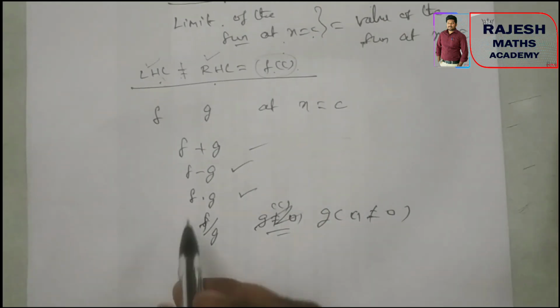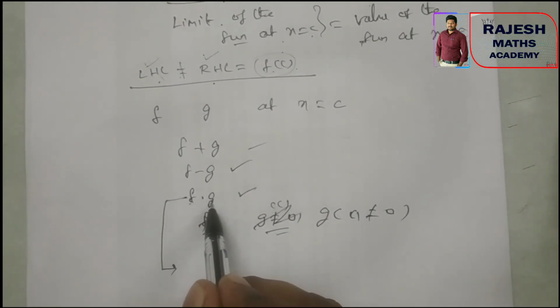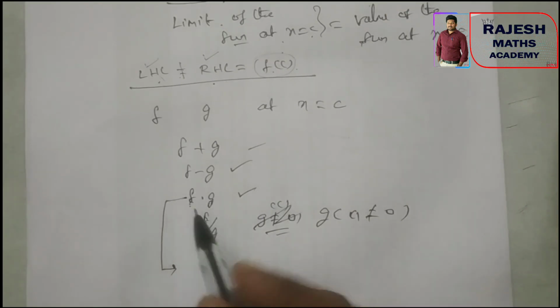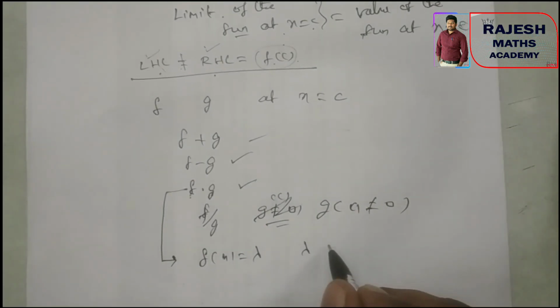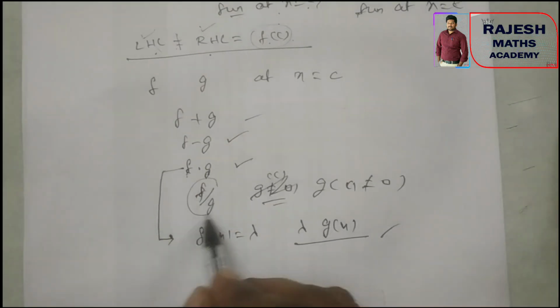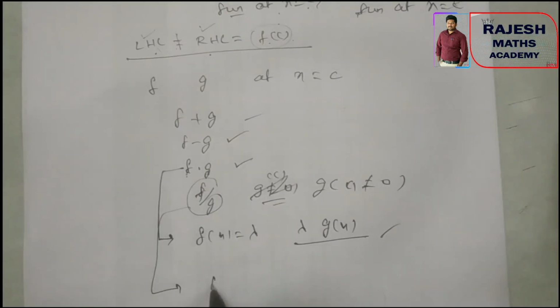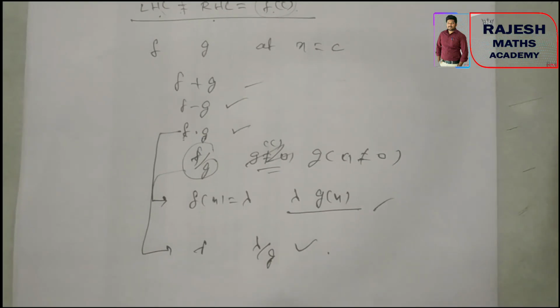More precisely, in these two cases, if any one of the functions f or g is a constant function, for example f of x is equal to lambda, we can say that lambda into g of x is also continuous. Similarly in this case also, if f is lambda, then lambda divided by g is also continuous. Clear? Okay, these are the basics of continuity.